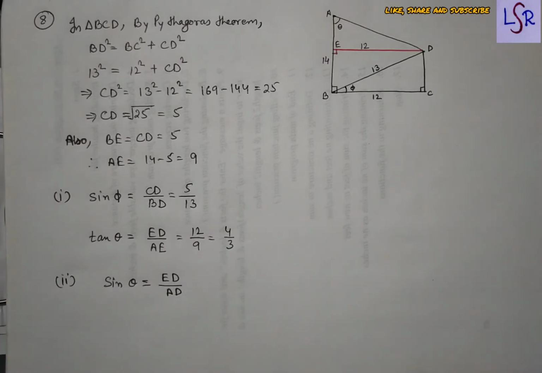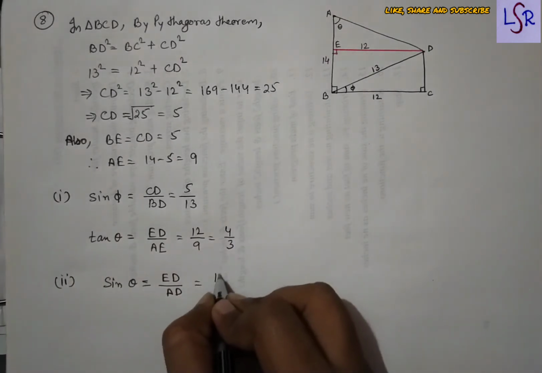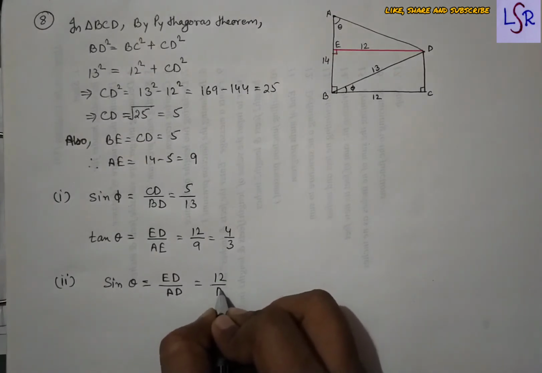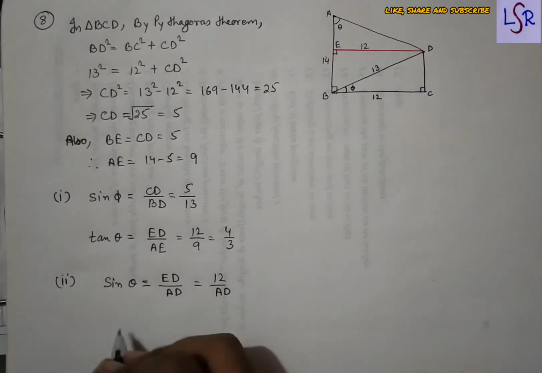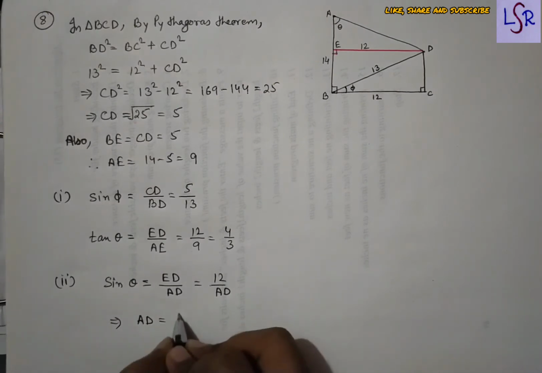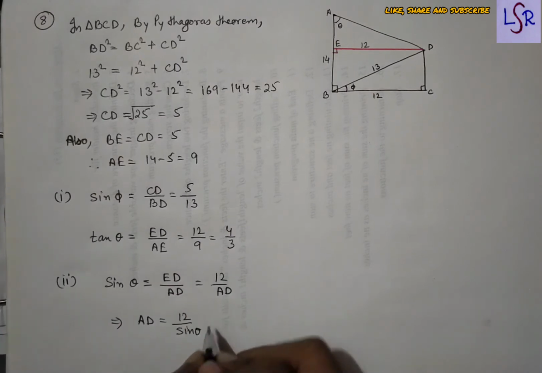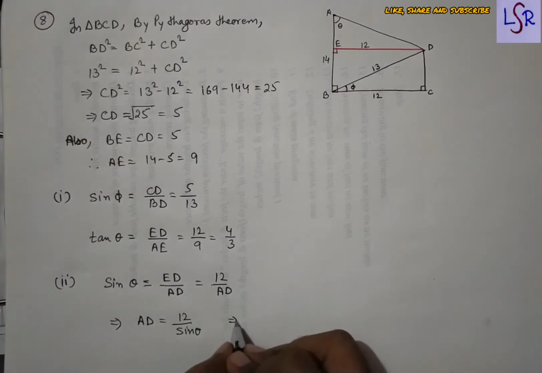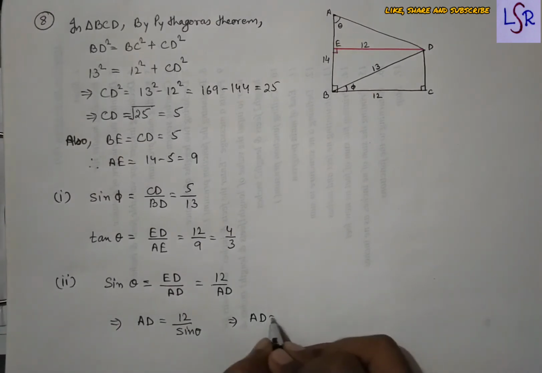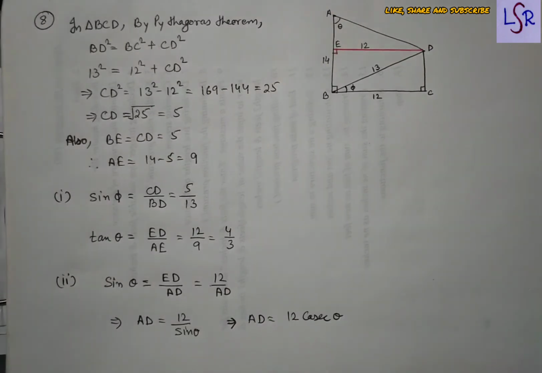Now place the values. ED we are having 12 upon AD. Now take a cross multiplication and you will be getting AD equals to 12 upon sin theta. Now this can also be written as AD equals to 12 cosec theta, as the reciprocal of sin theta is cosec theta. And here is the solution for this one.